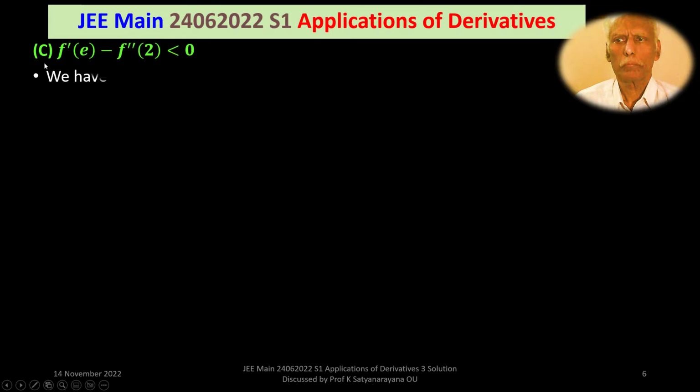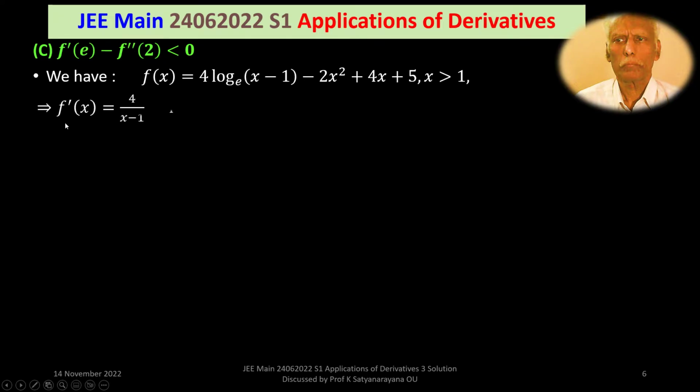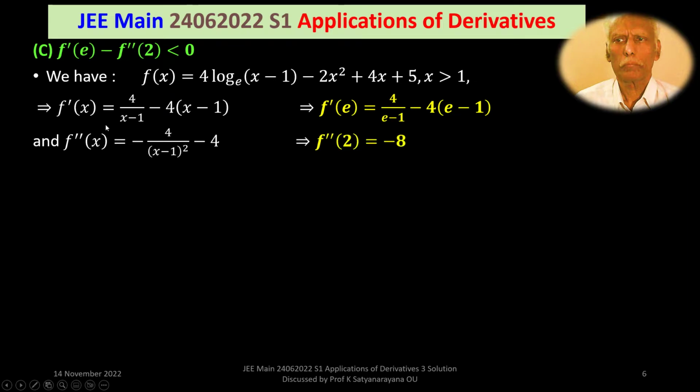We consider option C, f prime e minus f double prime 2 less than 0. We have f of x, and f prime x we have already calculated. In that, put x is equal to e, you will get f prime e is equal to 4 by e minus 1 minus 4 times e minus 1. Now f double prime x, calculate: minus 4 by x minus 1 whole square. So the derivative of 4 by x minus 1 is minus 4 by x minus 1 whole square, minus 4 into the derivative of x minus 1, which is 1. So directly you substitute x is equal to 2, f double prime 2 is equal to minus 8.